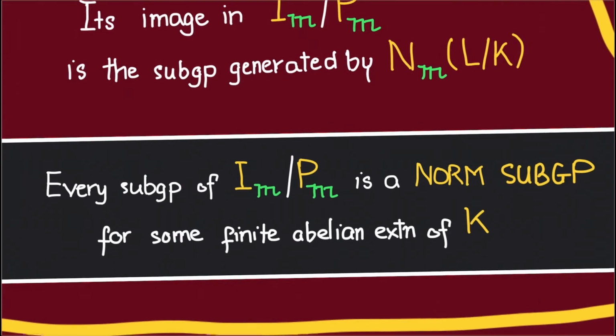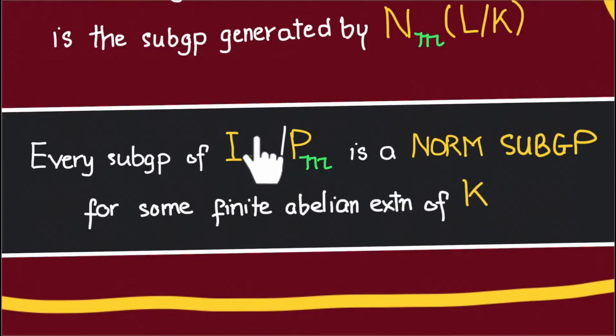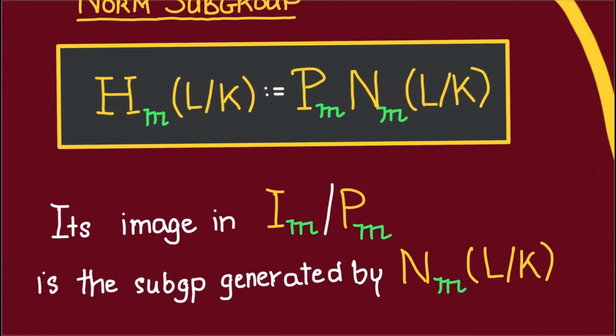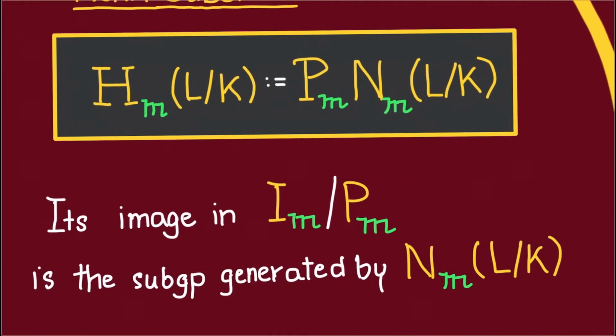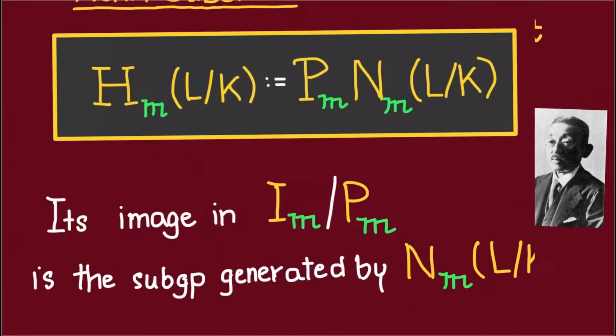It turns out that every ideal group actually arises this way. For every subgroup of this generalized ideal class group, there exists a finite extension L of K such that that subgroup is going to be generated by the norm group of L over K. Now, the significance of being a norm is that an ideal P of O_K is a norm if and only if it splits completely in L.